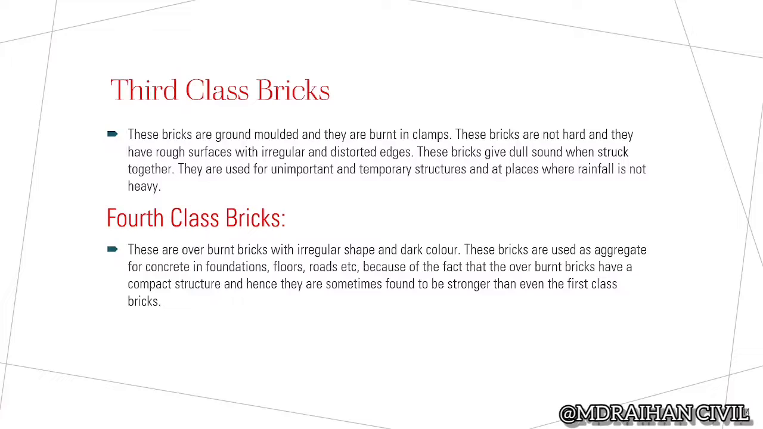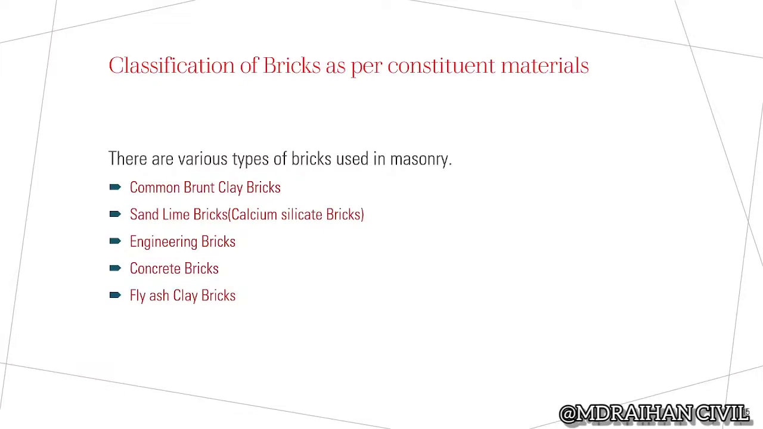Fourth class bricks. These are overburnt bricks with irregular shape and dark color. These bricks are used as aggregate of concrete in foundations, floors, roads, etc. Because overburnt bricks have a compact structure, they are sometimes found to be stronger than even first class bricks.